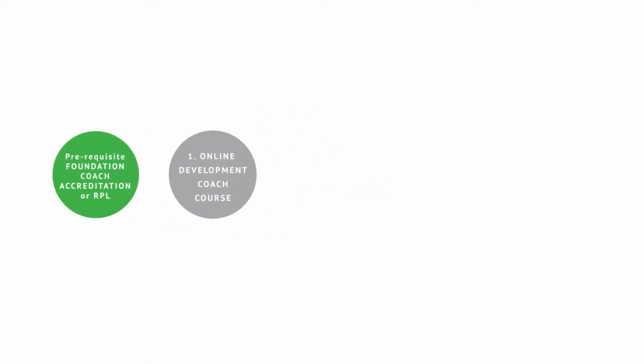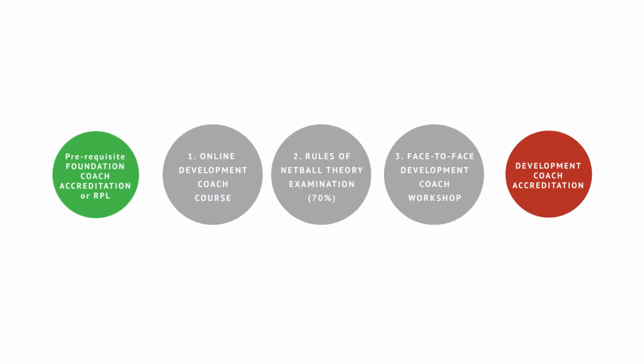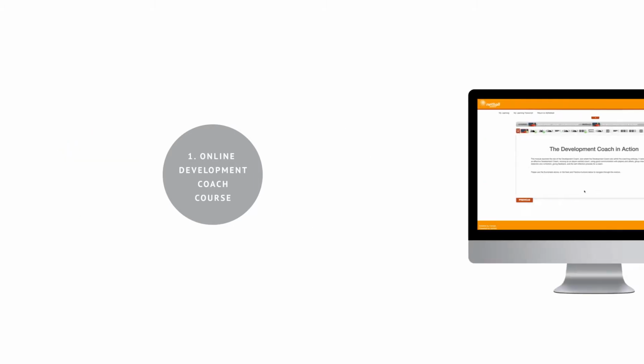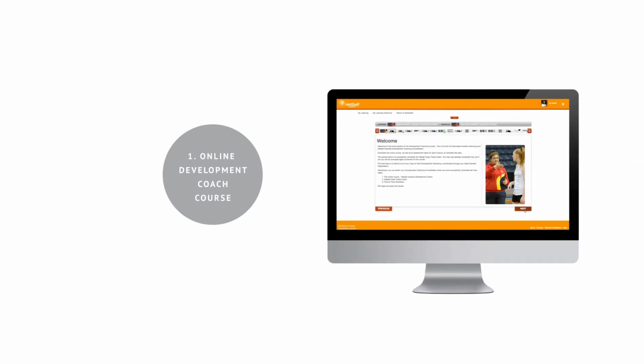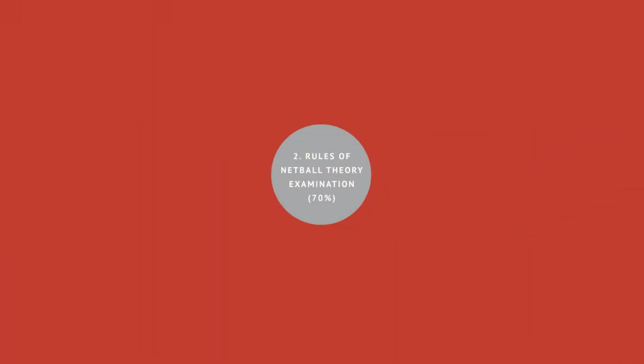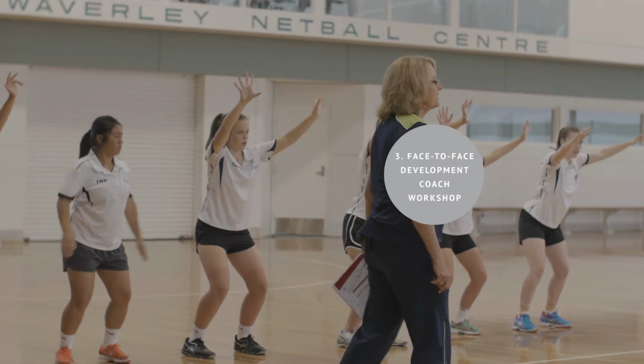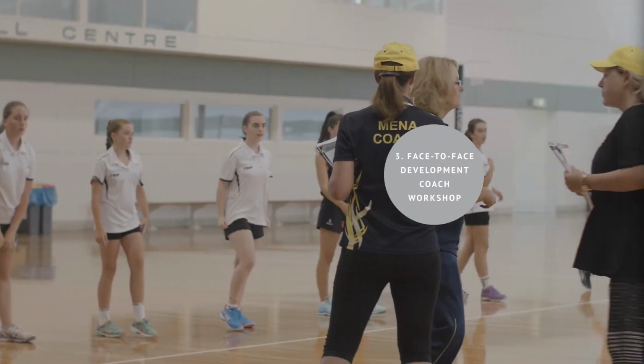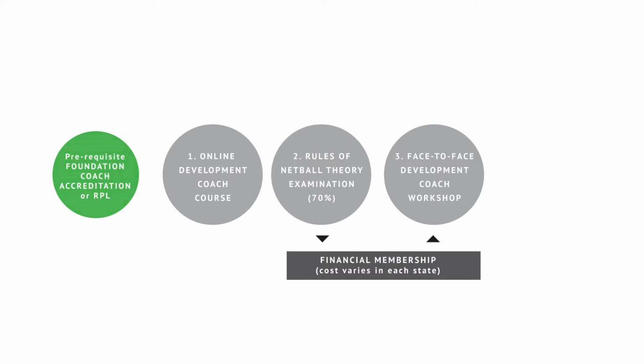There are 3 steps to complete the Development Coach Accreditation. Step 1. Participants enrol in and complete the online development coaching course through My Netball Learning. This is followed by the online Rules of Netball Theory exam, which is free of charge. Lastly, coaches enrol and attend a face-to-face development coach workshop. To complete this final step, coaches must be financial members of Netball Australia. Once all 3 steps are completed, coaches will receive their Development Coach Accreditation.